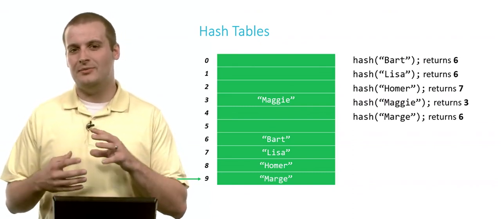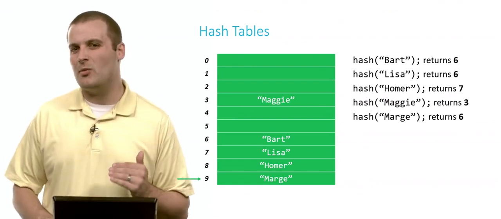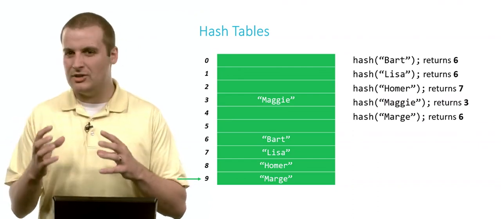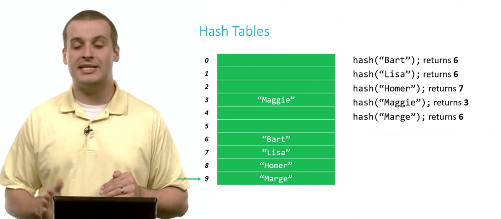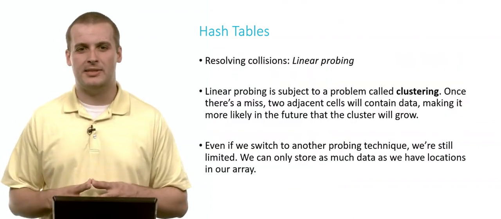Already we can see that we're starting to have this problem where we're stretching things kind of far away from their hash codes, and that theta of 1, that average case of being constant time, is starting to tend more towards theta of n, and we're starting to lose that advantage of hash tables.